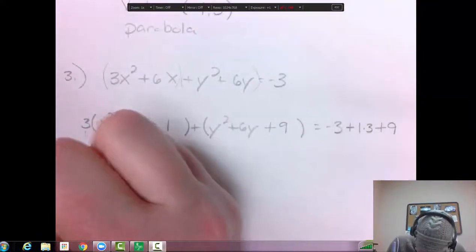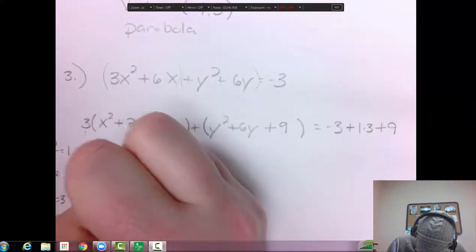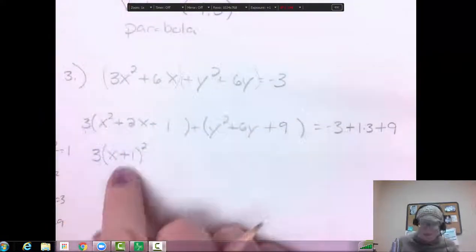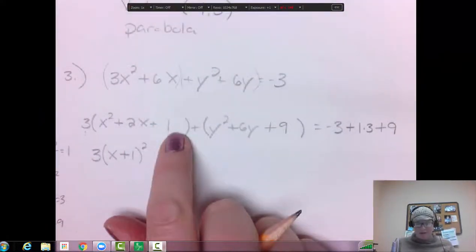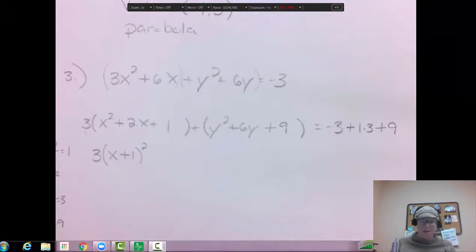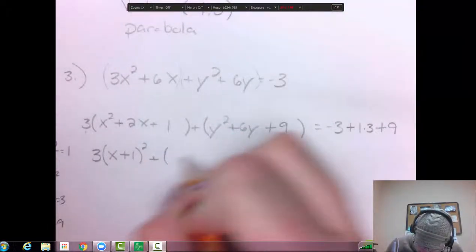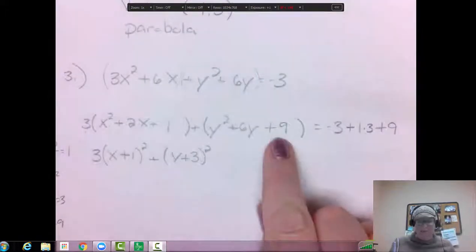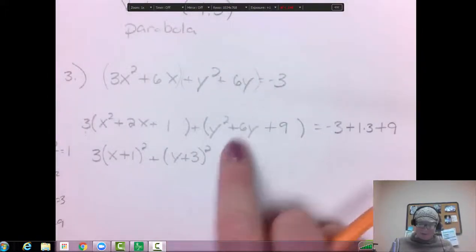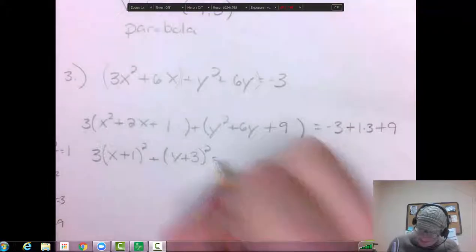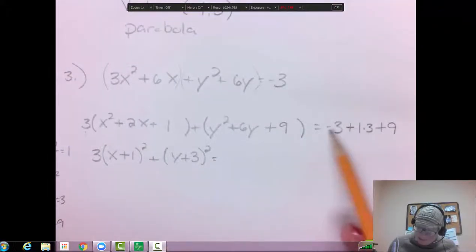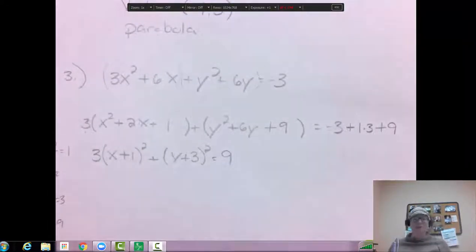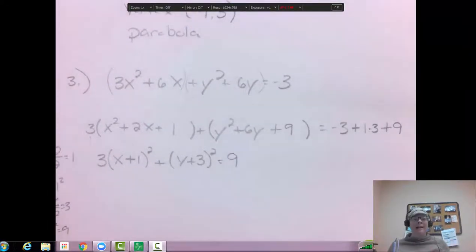This one will factor into 3 times x plus 1 squared, because 1 times 1 is the 1, and 1 plus 1 is the 2, right? And then factor the y, and this would be y plus 3 squared, because 3 times 3 is 9, and 3 plus 3 is the 6, right? Equals, well, if this is just 3, negative 3 plus 3 is 0, plus 9 is 9. Whoosh, that's ugly.